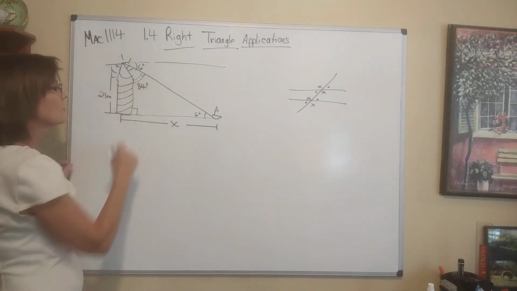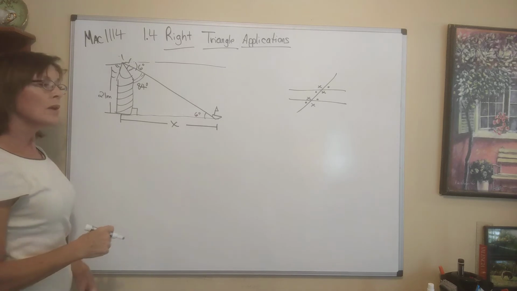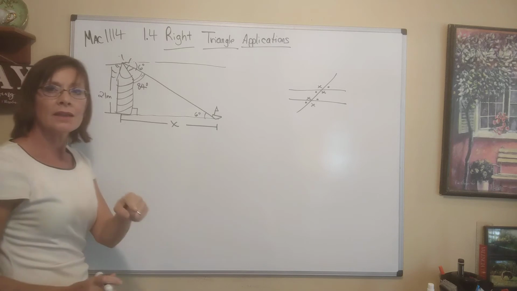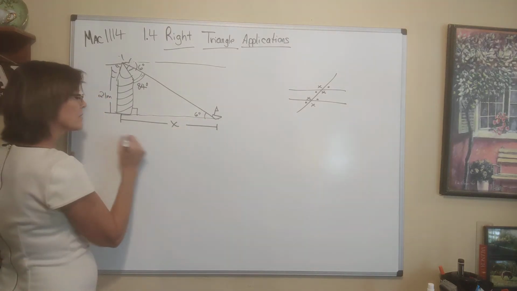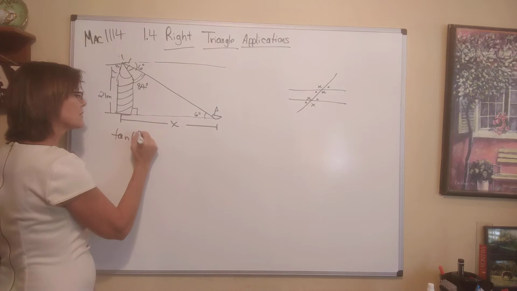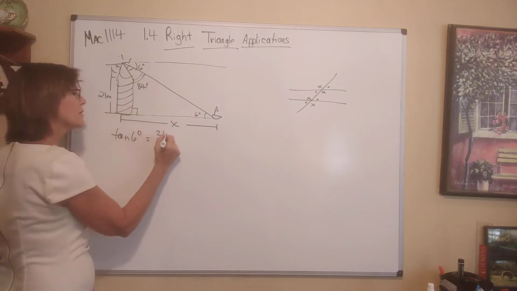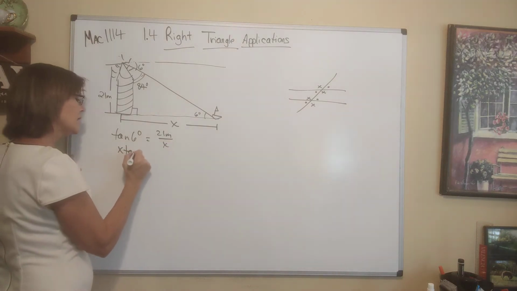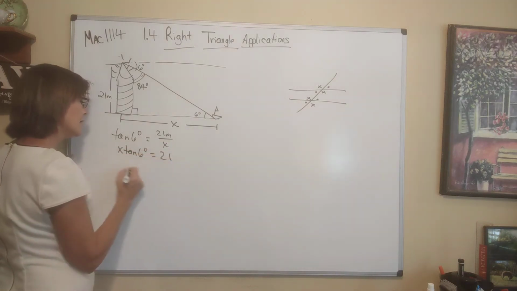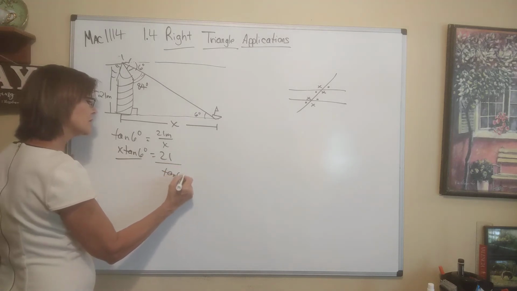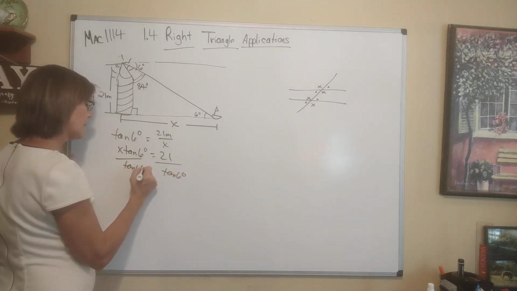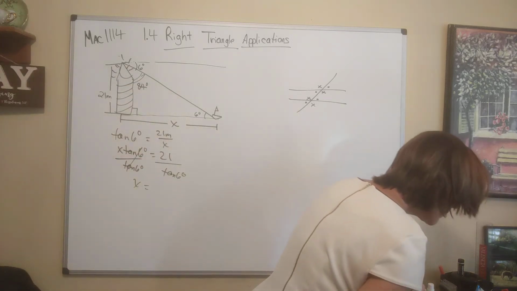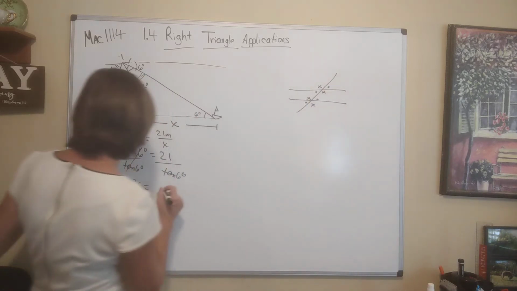Okay, I have this triangle. What I need to know is x. So is there a trig function that involves adjacent and opposite? And there is, and it's called tangent. So I can do 6 degrees. The tangent of 6 degrees is opposite 21 meters over adjacent x. We get x times the tangent of 6 degrees is 21. Divide by the tangent of 6 degrees. And we can get that x is equal to about 200 meters.